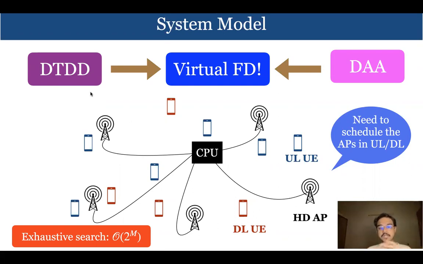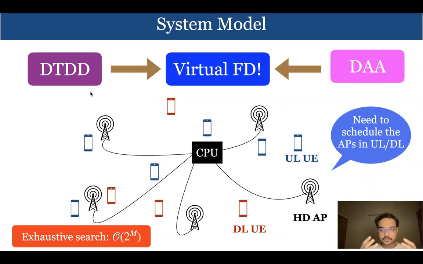Now, one naive way to do that: suppose there are M number of half duplex APs, we need to search over 2 to the power M such possible combinations of uplink and downlink. If M is very large, exhaustive search becomes computationally prohibitive and we cannot afford that. Therefore, we need to solve this problem greedily.